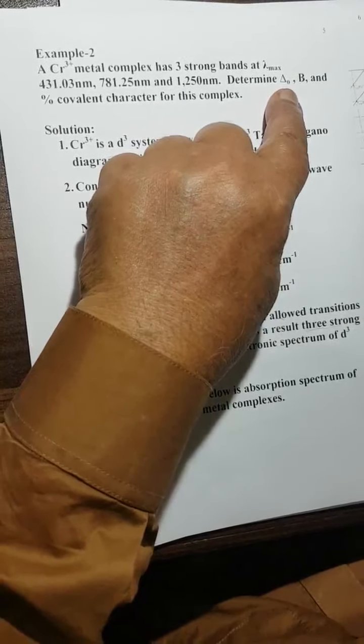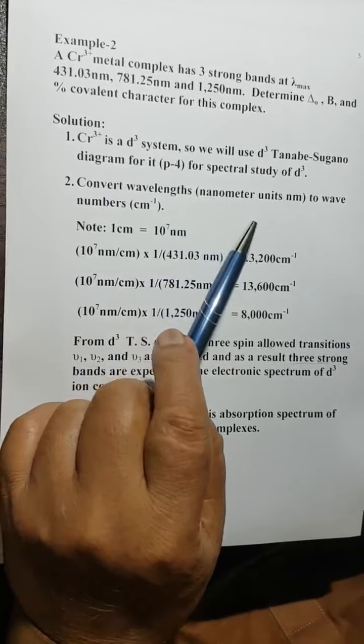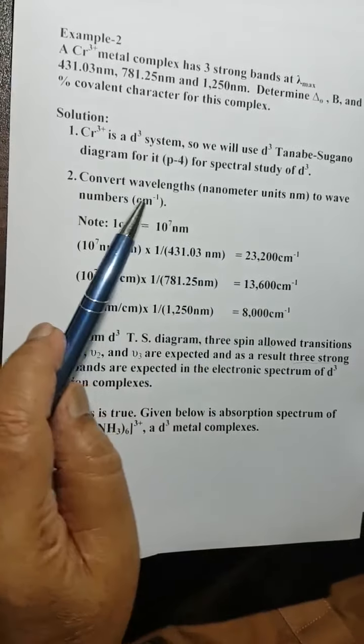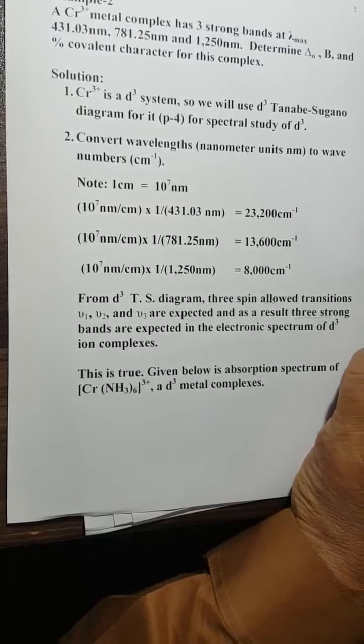Delta octahedral is the ligand field parameter, B is the Racah parameter, the interelectronic repulsion parameter, and the covalent character is between the metal and ligand bond. Solution very simple. D3 system. From the Tanabe-Sugano diagram, which I have shown you before on page 4 for spectral study. The very first step is we convert the wavelengths, which are in nanometers, to reciprocal centimeters. It is just simple. I have done this conversion, and you can do it.